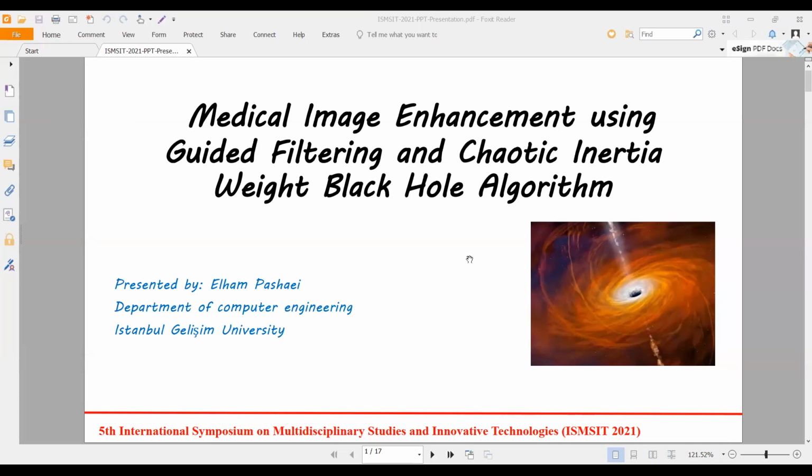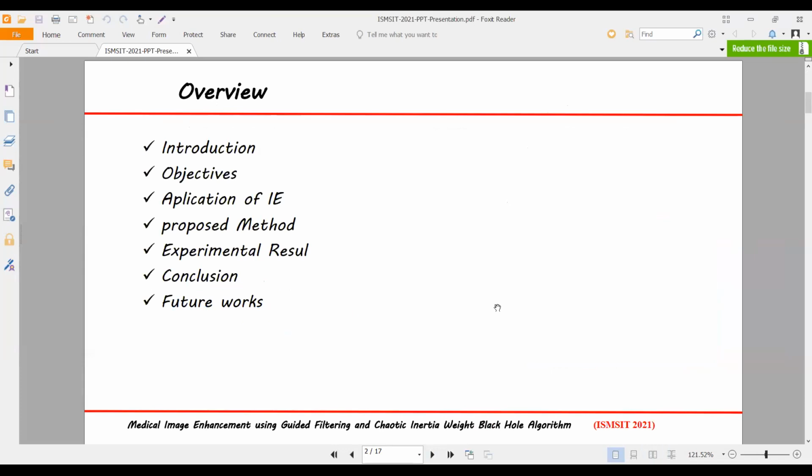So my name is Elham Pashai, and the title of my paper is Medical Image Enhancement using Guided Filtering and Chaotic Inertia-Based Black Hole Algorithm. We have a brief explanation in the introduction. Then I explain the objectives of this paper and where we use image enhancement. I explain our proposed method. At the end, we have experimental results and conclusion.